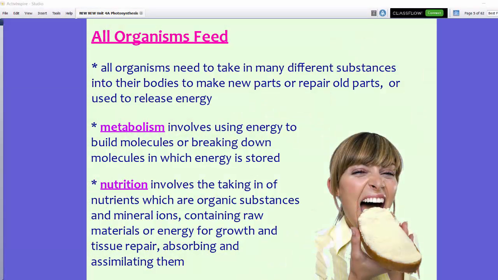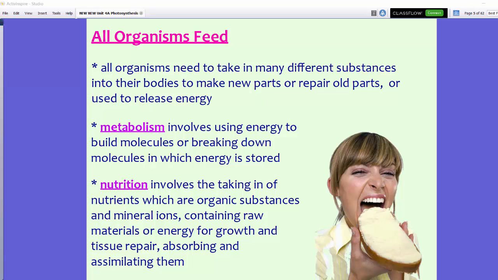We have made it to Unit 4, and in Unit 4 we are going to talk about photosynthesis, cellular respiration, and all those processes that kind of work all together. But first, let's step back a little bit and talk about how all organisms feed. Now, this is important to understand because all organisms have to feed.